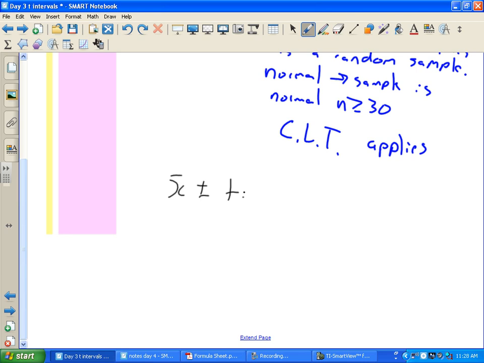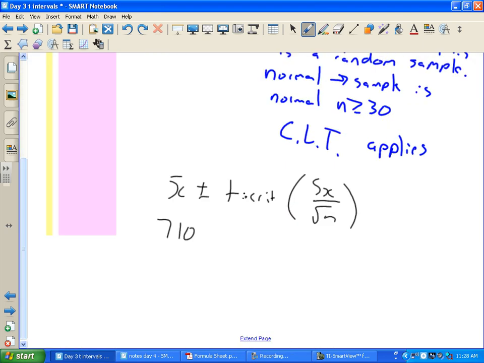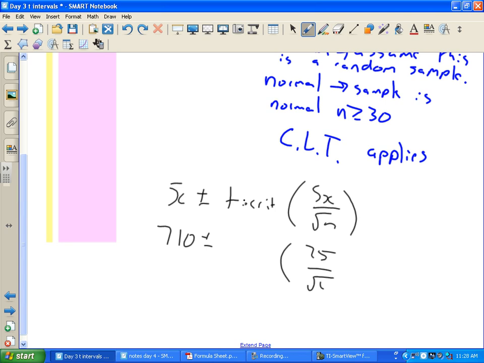show the dry formula. Show the formula with the correct things plugged in the correct places, and then you can go to your calculator. So x bar in this problem was 710, plus or minus, we'll come back and get the t-crit, s of x is 25, divided by the square root of 41. We need to get the t-crit. We're doing 95% confidence. We have n minus 1 degrees of freedom, which is 40 degrees of freedom.